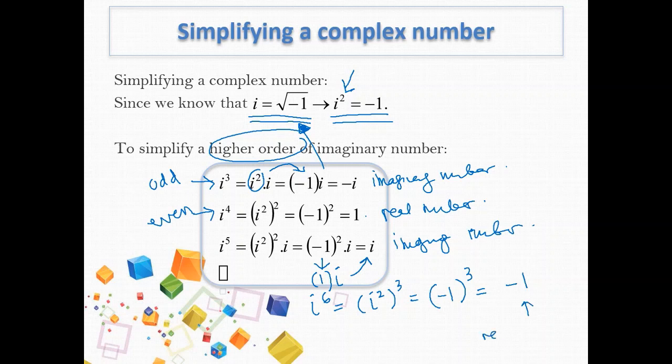So this is a real number. What can we conclude from the simplification of higher order of imaginary number? If your imaginary number is to the power of an odd number, that will give you an imaginary number, and if it is to the power of an even number, that will give you a real number. Whether it is positive or negative, that is the only difference.